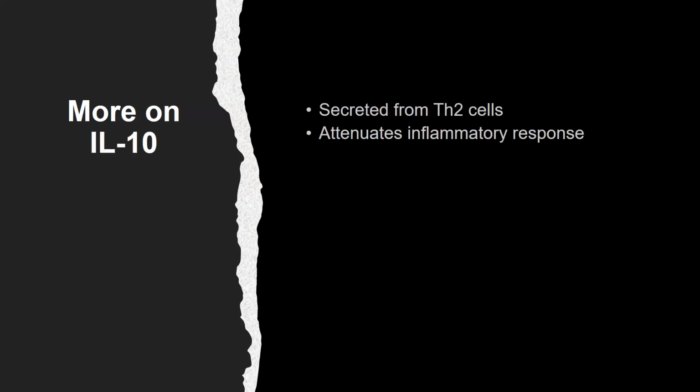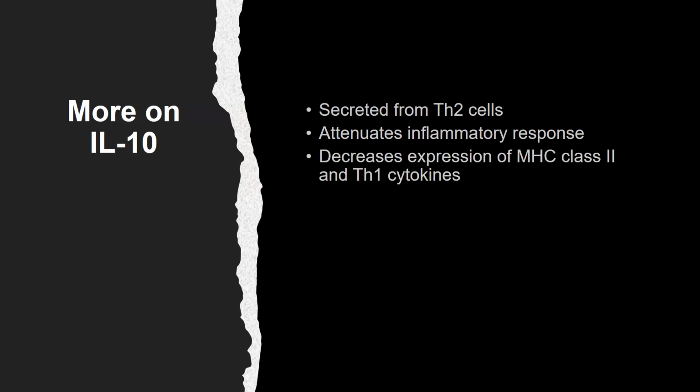IL-10, which Th2 cells secrete, is going to attenuate the inflammatory response. It could potentially calm it or balance it out. It'll decrease the expression of MHC class 2 as well as Th1 cytokines. So this is a helpful balancer, right?